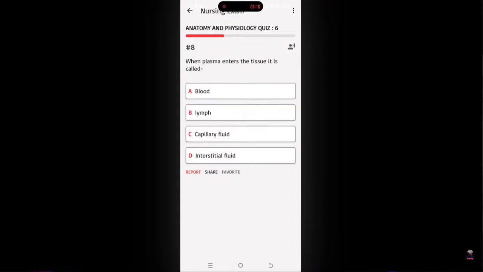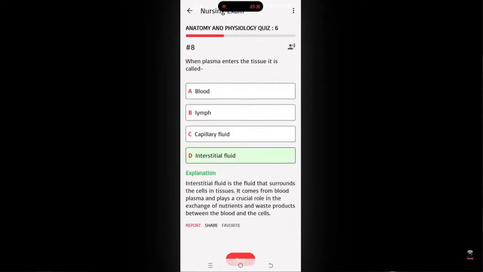When plasma enters the tissue, it is called: A. Blood, B. Lymph, C. Capillary fluid, D. Interstitial fluid. Correct answer. Interstitial fluid is the fluid that surrounds the cells in tissues. It comes from blood plasma and plays a crucial role in the exchange of nutrients and waste products between the blood and the cells.